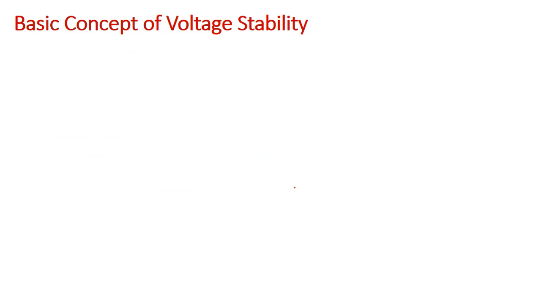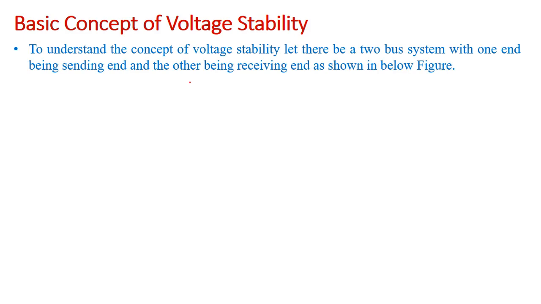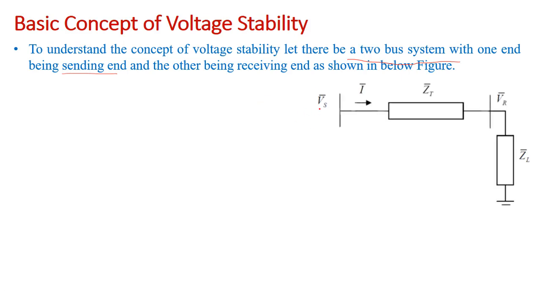So let us consider the basic concept of voltage stability. To understand the concept of voltage stability, let there be a two bus system with one end being the sending end and the other being the receiving end, as we can see here in the figure. Vs is the sending end voltage and Vr is the receiving end voltage, and Zt is the reactance, or you can say impedance, of the transmission line, and Zl is the impedance of the load.